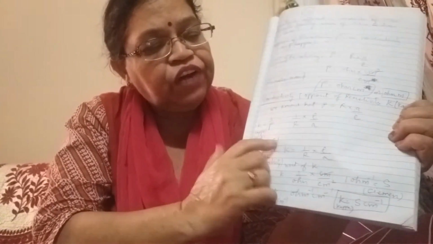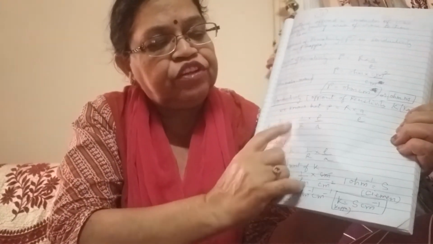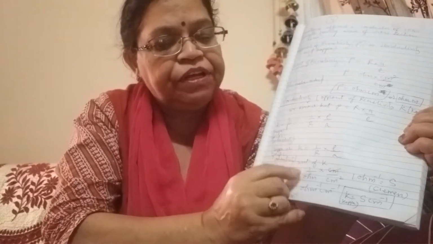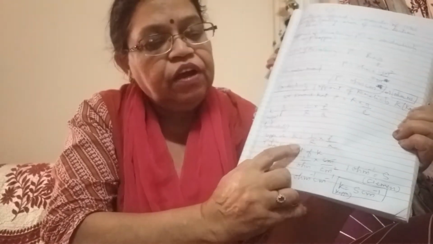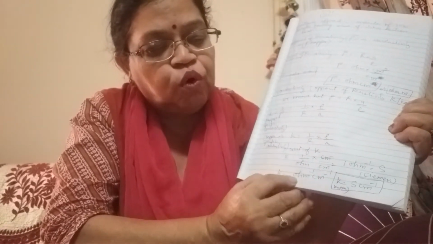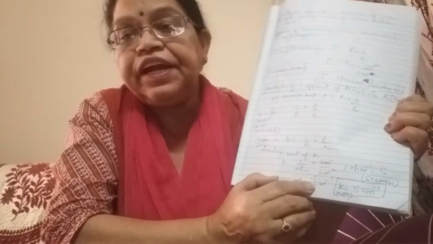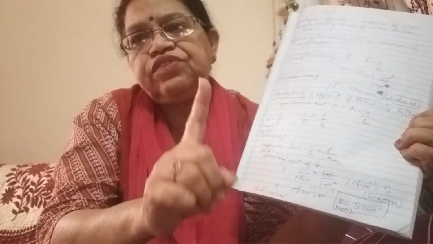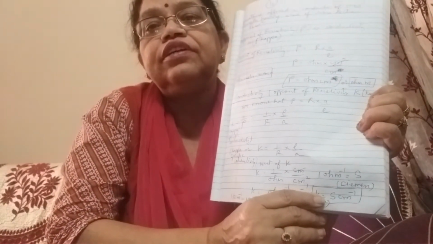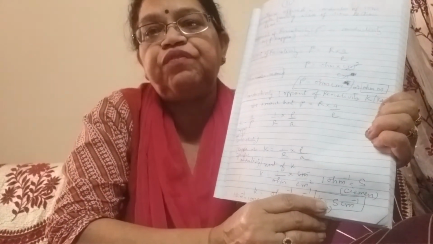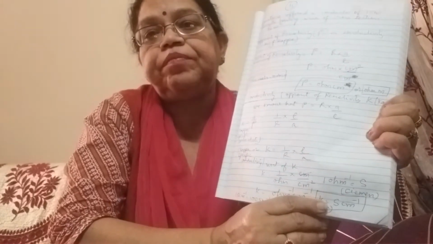So similarly, let us find out the unit of kappa. This will be 1 by R into L by A. 1 by R means 1 by ohm into centimeter divided by centimeter square. 1 by ohm can be written as ohm inverse, and 1 centimeter will be left, centimeter inverse. 1 ohm inverse is equal to 1 Siemens. So we can write down Siemens centimeter inverse. This is the unit for specific conductivity. Okay.